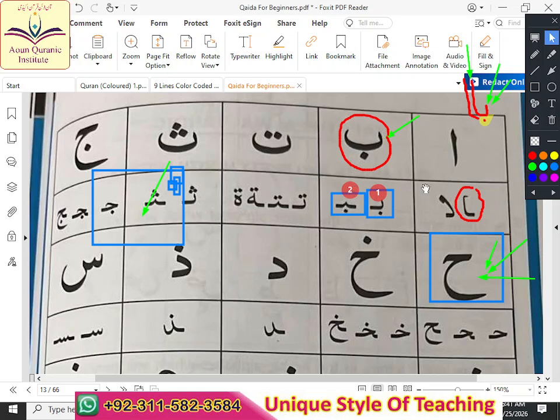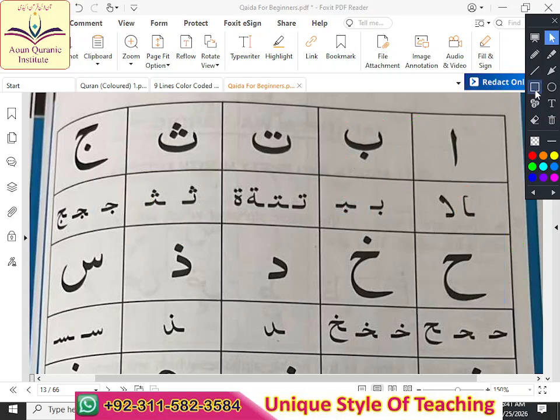Thank you. In the same way, like Ba, Ta has shapes like this. This is Ta. What is this letter? This is Ta. Look at it please. Sometimes Ta can come like this, sometimes like this, and sometimes like this.